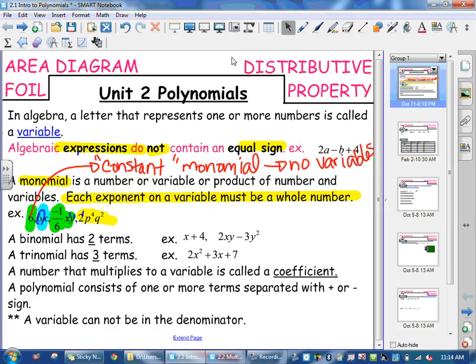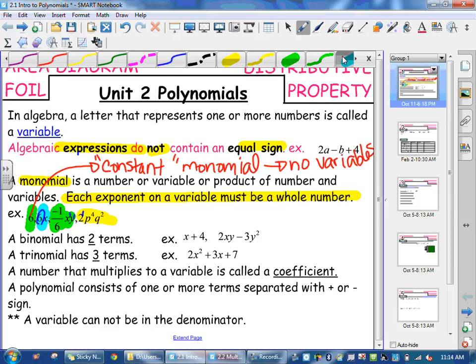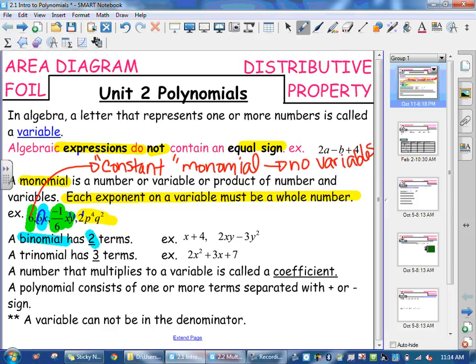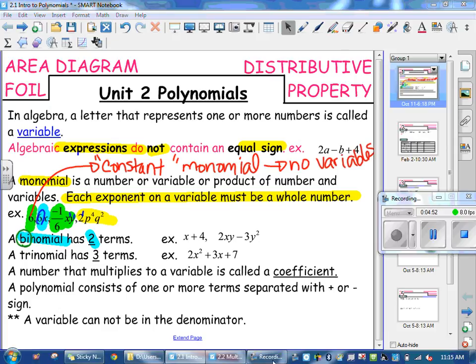Now we go to binomials and trinomials. When we go to these ones, a binomial has 2 terms. How come? The prefix bi means 2. Okay? It has 2 terms. Now, how do you know if it's a term or not? Who remembers from grade 9, how do we even know if it's going to be a term? Think about it for a moment. What is a term and how do we know it's going to be one?